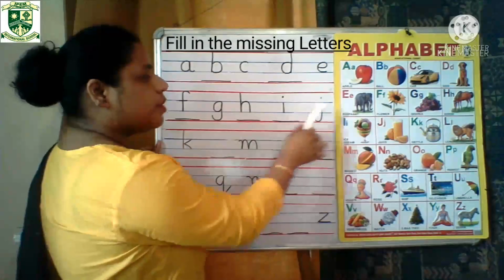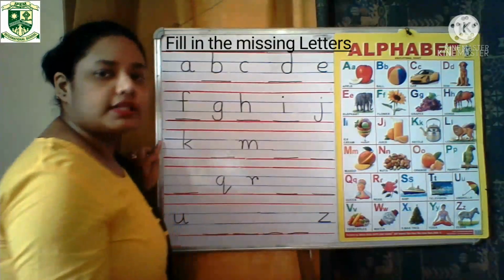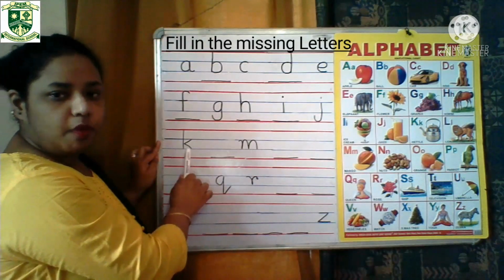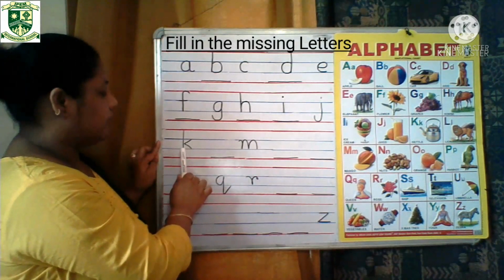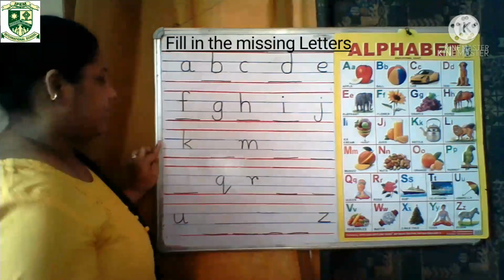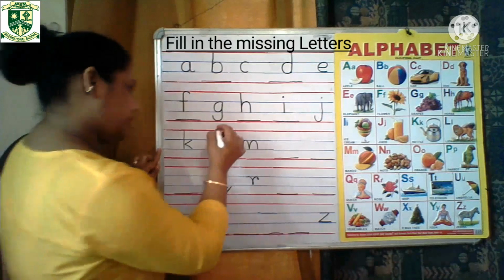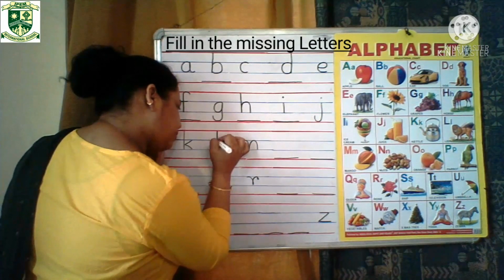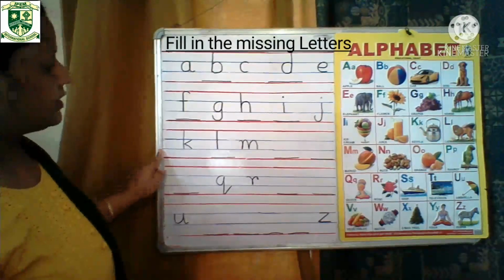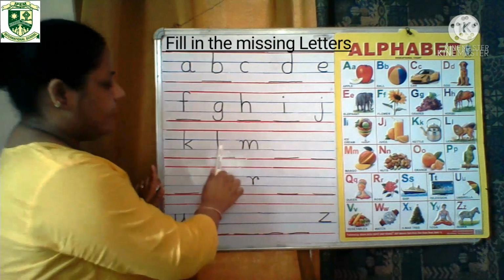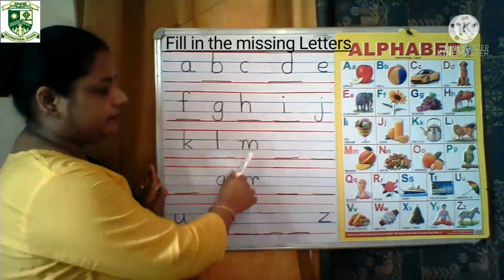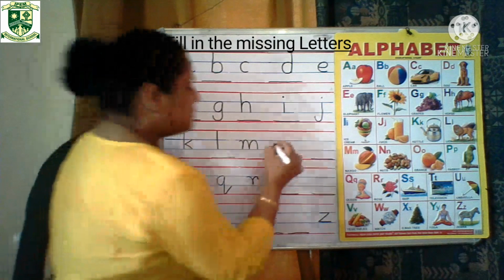Now what comes after small i? Small j. Now tell me, after j? Small k. Very good. Now tell me what comes after k? L. And how will we make a small l? It's just one standing line from the red line to the second blue line, right? This is small l. Now after small l, small m. After small m comes n.